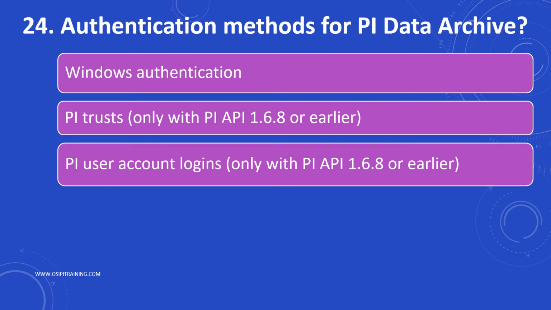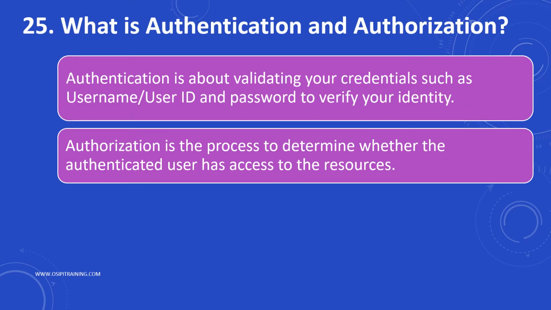What are the authentication methods for PI data archive? The authentication methods for PI data archive are Windows authentication, PI trust, and PI user accounts login. What is authentication and what is authorization? Authentication is about validating your credentials, such as username, user ID, and password, to verify your identity. Authorization is the process to determine whether the authenticated user has access to the resource.